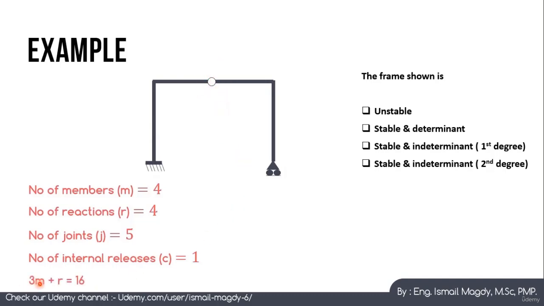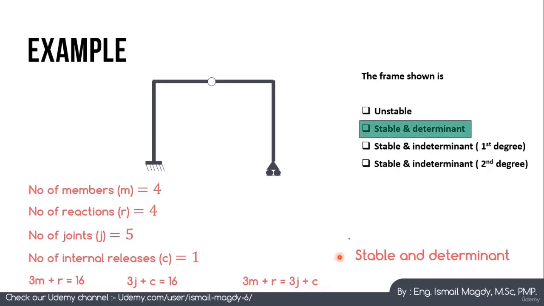This means that 3m plus r equals 3 multiplied by 4 plus 4, which equals 16, and 3j plus c equals 3 multiplied by 5 plus 1, which also equals 16. So 3m plus r equals 3j plus c, which means that our frame is stable and determinate. This is our answer, which is number 2 here. So this is it for our video today. See you in our next video.